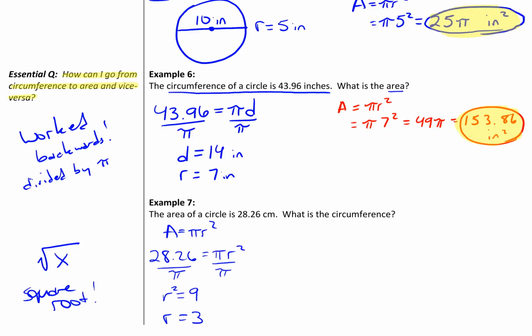So now we want to go and find the circumference here. So circumference equals 2 pi r, 2 times 3.14 times 3, and we get a circumference of 18.84 centimeters.